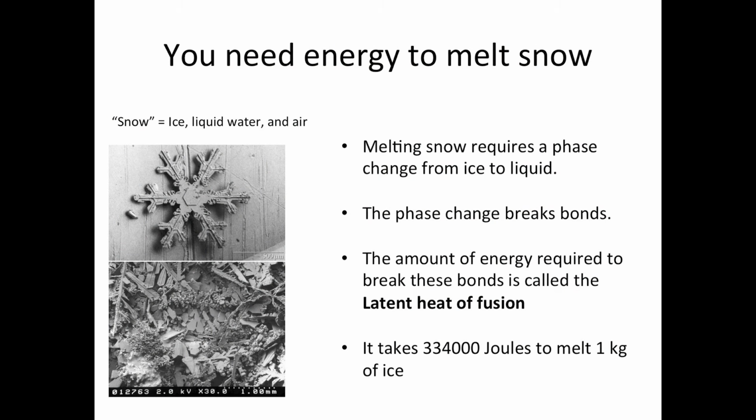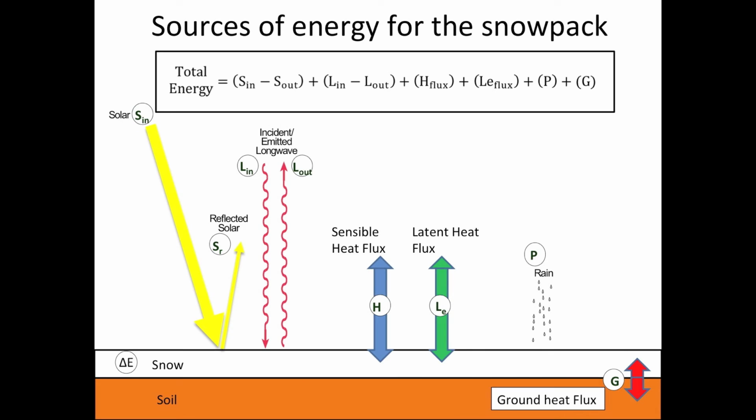Well, you need energy to melt snow, and you need exactly 334,000 joules to weaken the hydrogen bonds and melt 1 kilogram of ice. So where is this energy coming from? To answer that question, we have to take a look at the energy balance equation, and there are 6 different components to the energy balance equation. From left to right, we have solar radiation, long wave or terrestrial radiation, sensible heat, latent heat, energy from rain, and energy from the ground.